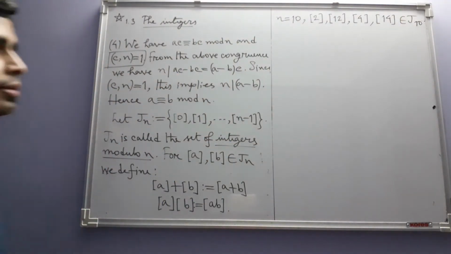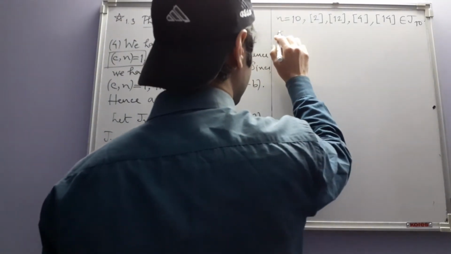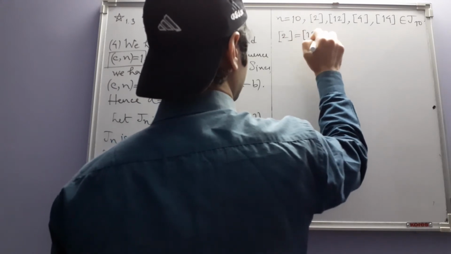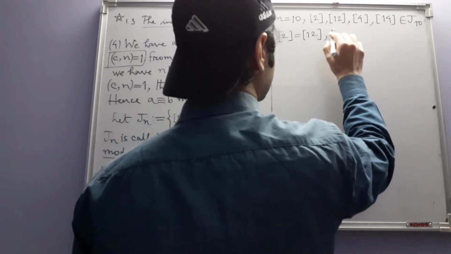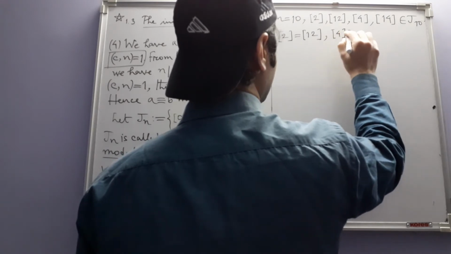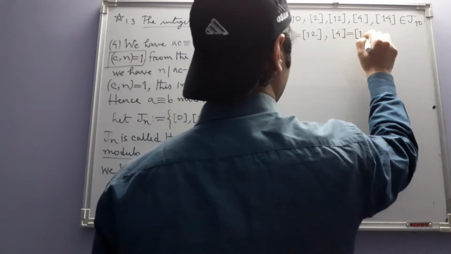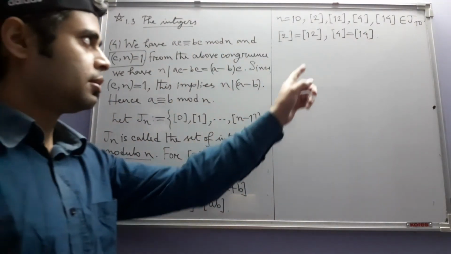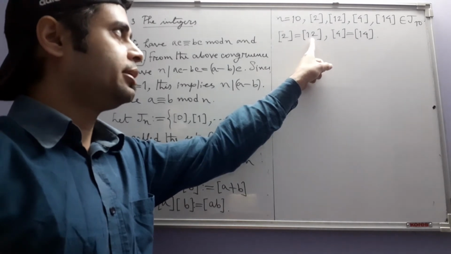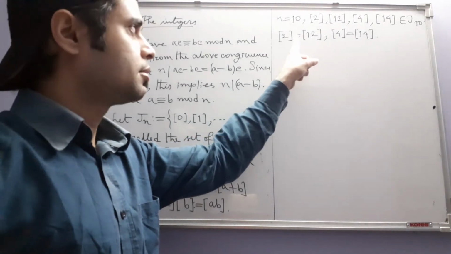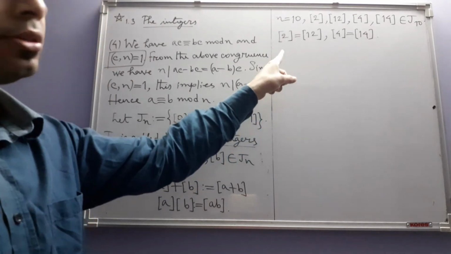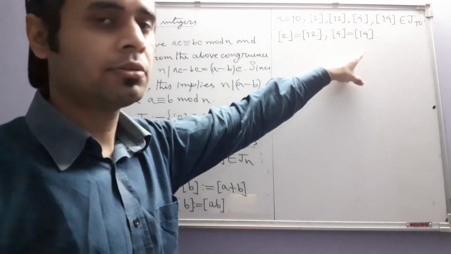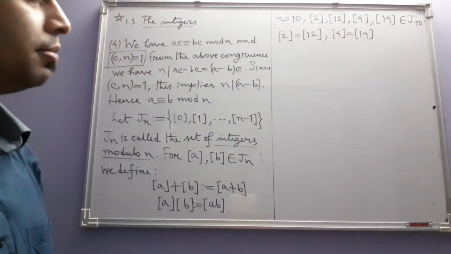Okay, and one can easily see that these classes are equal. Because the congruence class containing 12 is equal to the congruence class containing 2. That's because 12 is congruent to 2 modulo 10. Same is the case with 4 and 14. 14 is congruent to 4 modulo 10.